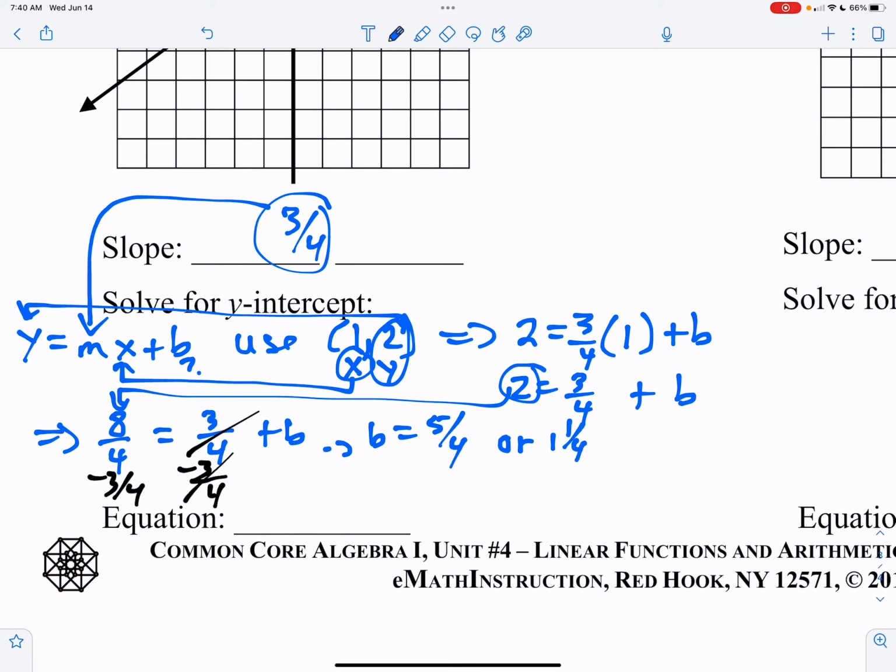Okay, so what's our equation? Y equals mx plus b form. So y equals m, your slope, 3/4, x plus 5/4. Or instead of 5/4, you could write 1 1/4. Either one is fine. I'm going to keep it as an improper fraction.